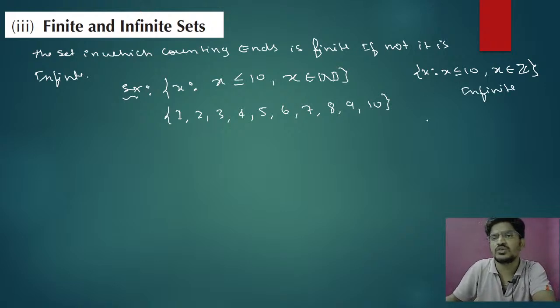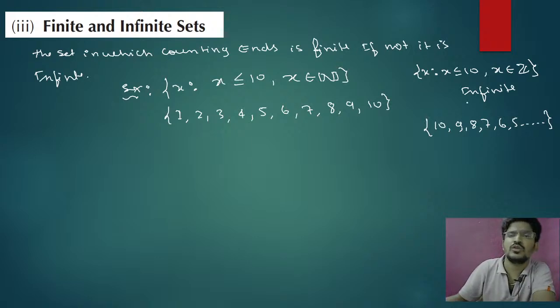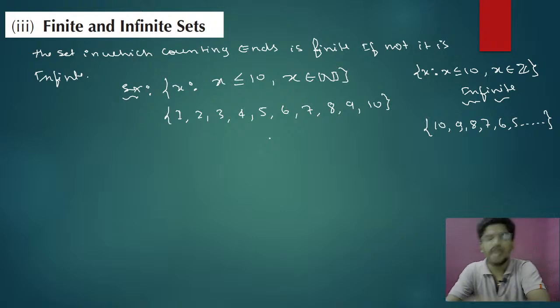Okay, how is it going to be infinite? You just see, less than or equal to 10 means 10, 9, 8, 7, 6, 5, and it goes on like this: 0, minus 1, minus 2, minus 3, and so on. So counting never ends here, no problem, it is going to be infinite. But here you can see the counting is going to end, therefore it is called a finite set.